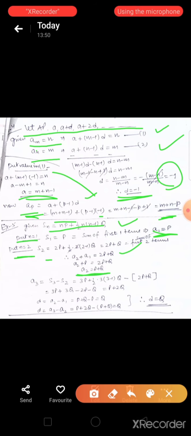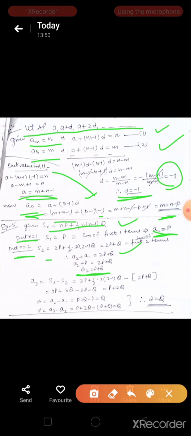Now if we put N is equal to 3, we will get the sum of the first three terms, and it can be found out by S3 minus S2. If we subtract the sum of two terms from the sum of three terms, we will get the third term. Similarly, if we want to find the 12th term, we can subtract the sum of 11 terms from the sum of 12 terms, we will get the 12th term.